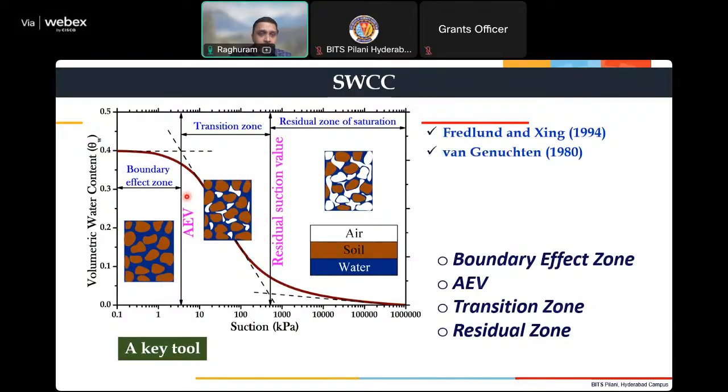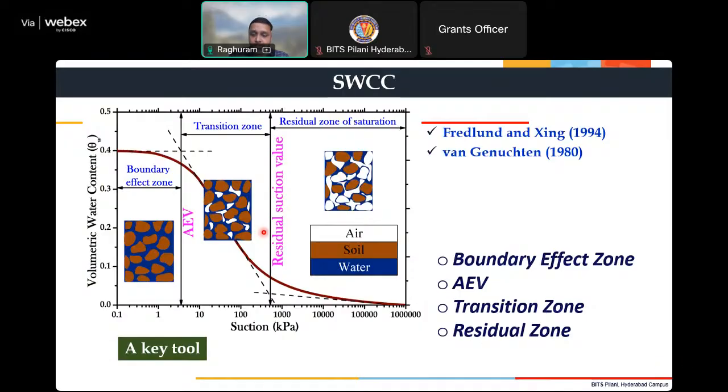So if I measure this SWCC, it appears like this. There are several ways to measure SWCC. I'm not going into detail on how to measure it, but I'll try to explain the different regions in this plot. The first one is the boundary effect region. You can see that all pores are completely filled with water. Here, some air pockets are there. In the third phase, the residual zone of saturation, you have very little water and more air in the soil.